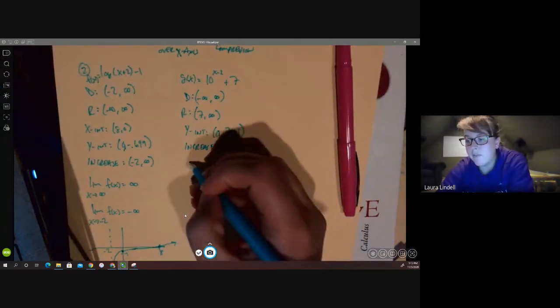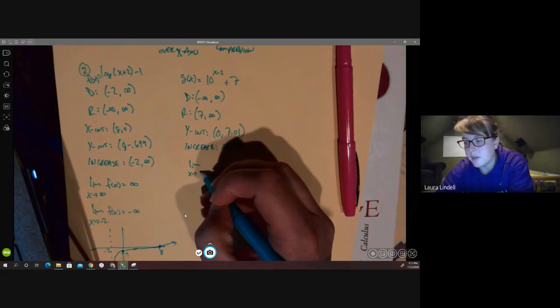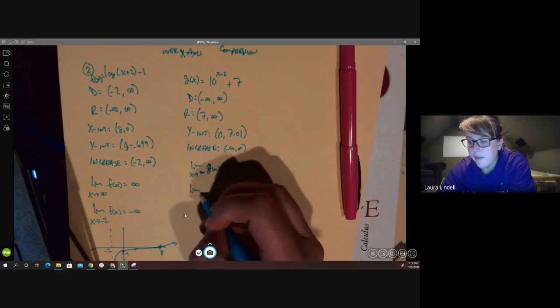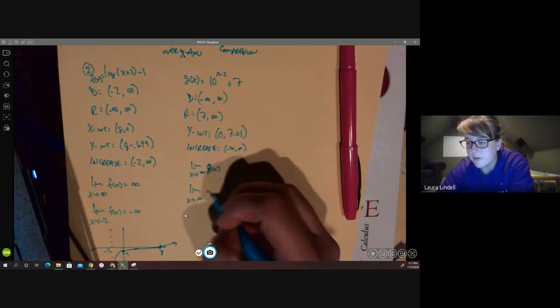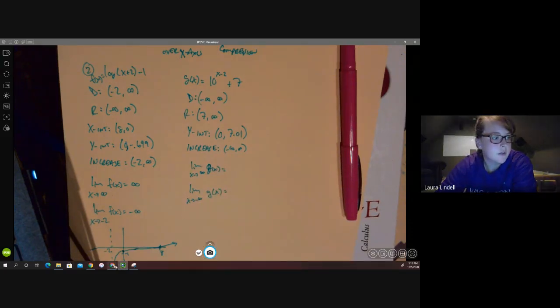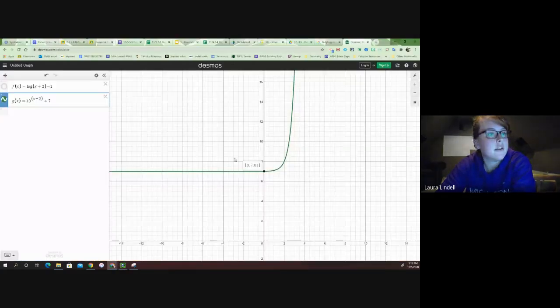Then we need the end behavior, so we want the limit as x goes to infinity of, not f of x, g of x, and the limit as x goes to negative infinity of g of x. So looking at our ends, as x goes to positive infinity, the function goes to positive infinity. As x goes to negative infinity, the function goes to 7, because we've got this asymptote here at 7. So there's our end behavior.